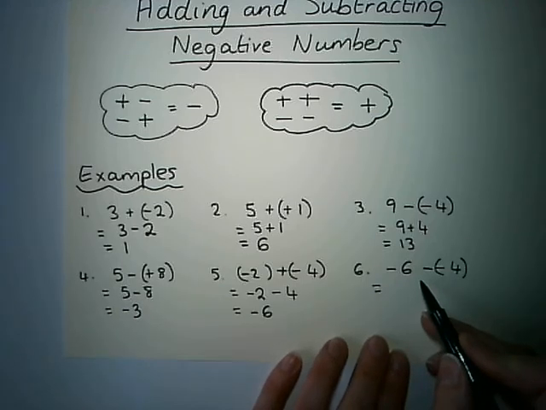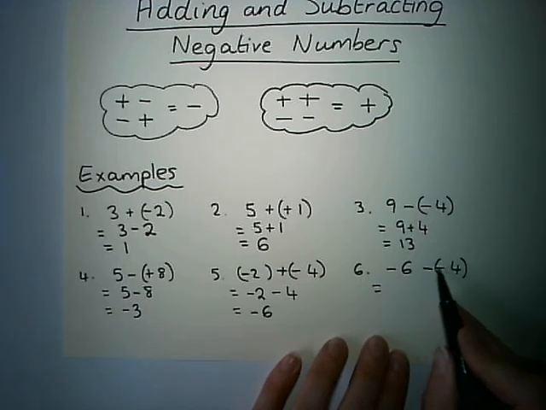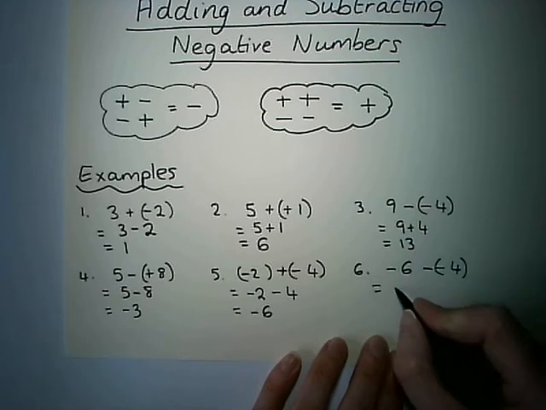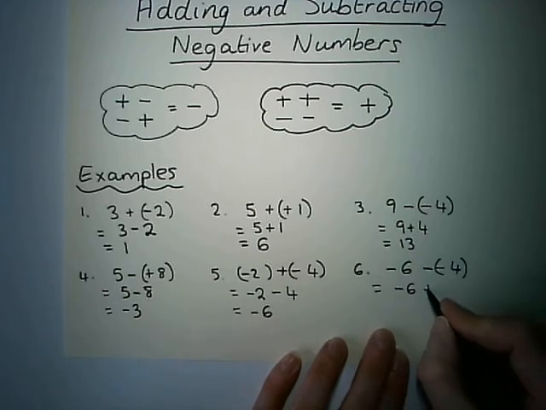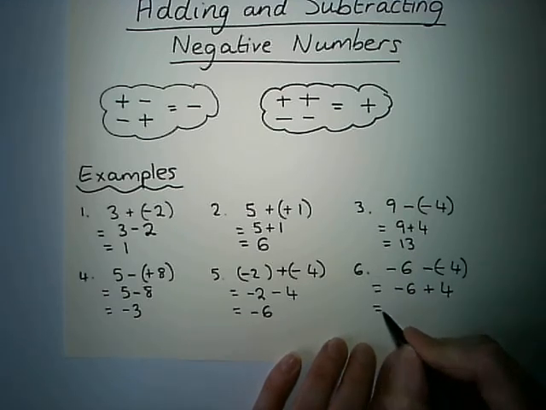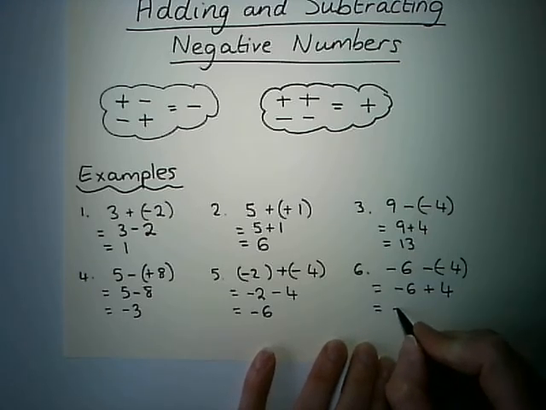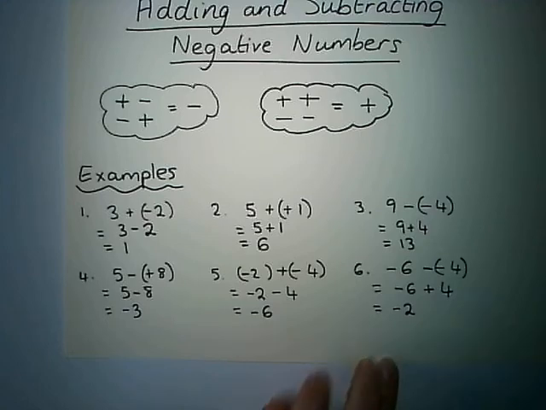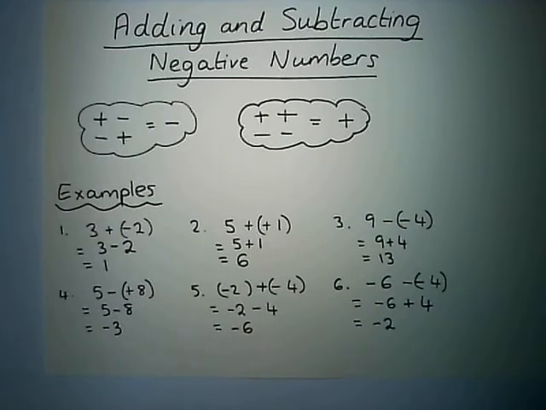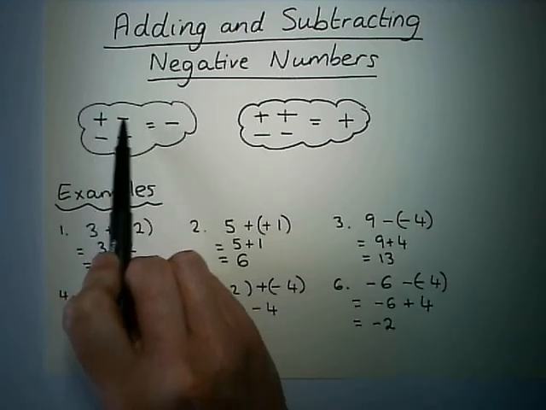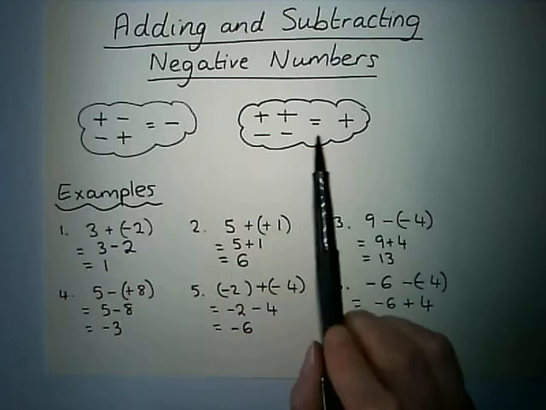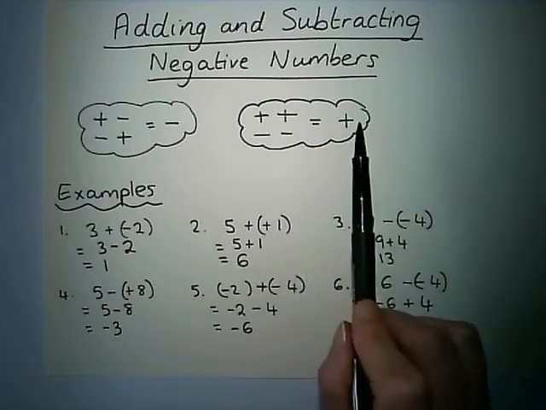Moving on to example 6, we've got two minus signs here. So that would be negative 6 plus 4. Negative 6 on a number line plus 4 would get you up to negative 2 because you would go 4 places to the right. So when you're adding or subtracting negative numbers, if you've got two signs that are different, it'll mean take away. And if you've got two signs that are the same, it'll mean add.